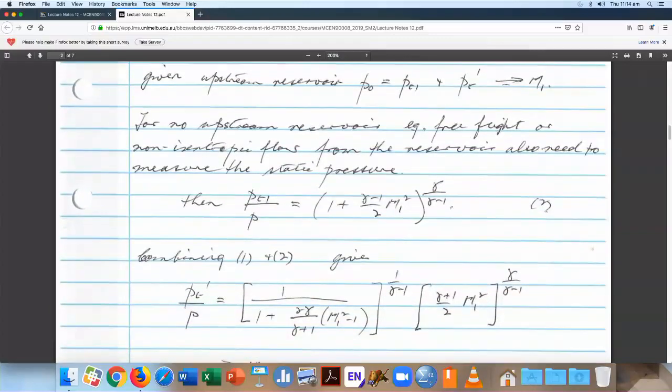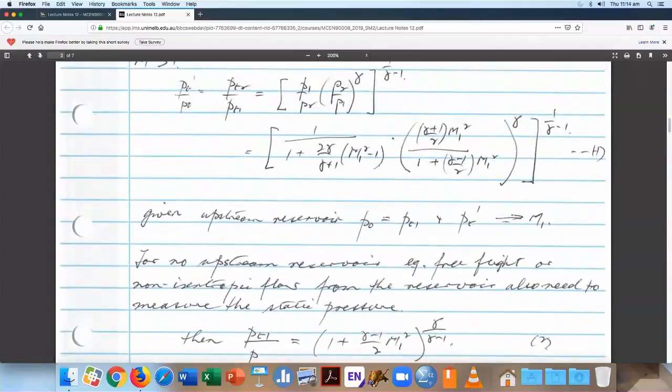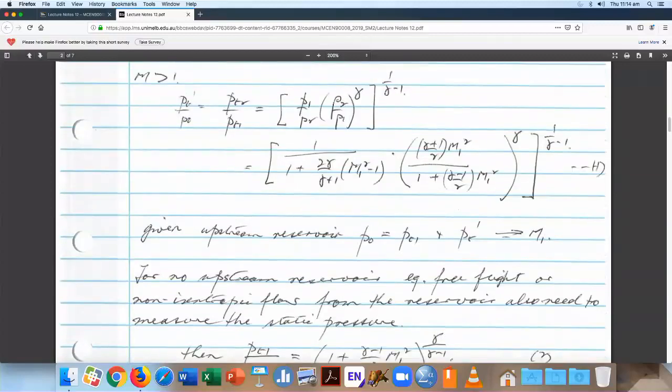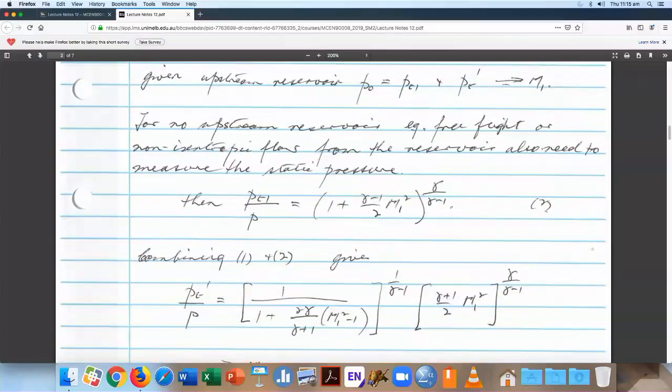So if I combine this equation with the equation I had before, so I had PT2 over PT1. I don't have P naught. So if I multiply that by PT1 over P, and I measure P, then I can get the Mach number. So that's how it's done. I multiply that previous result by this equation 2, and I get an expression for PT prime over P.